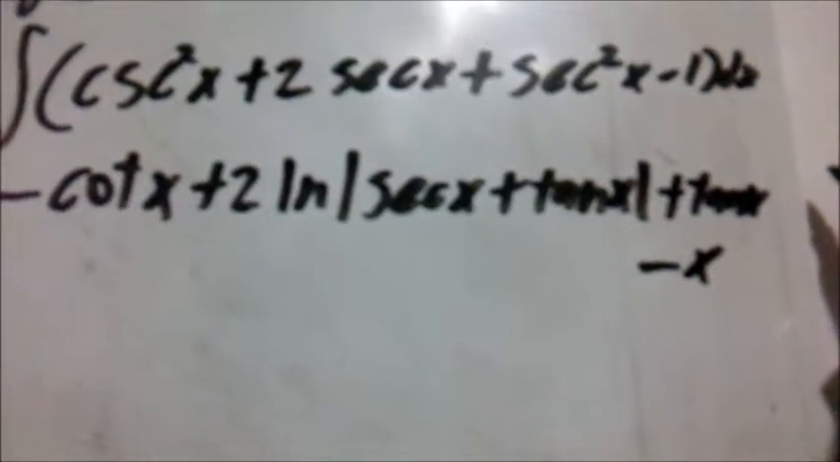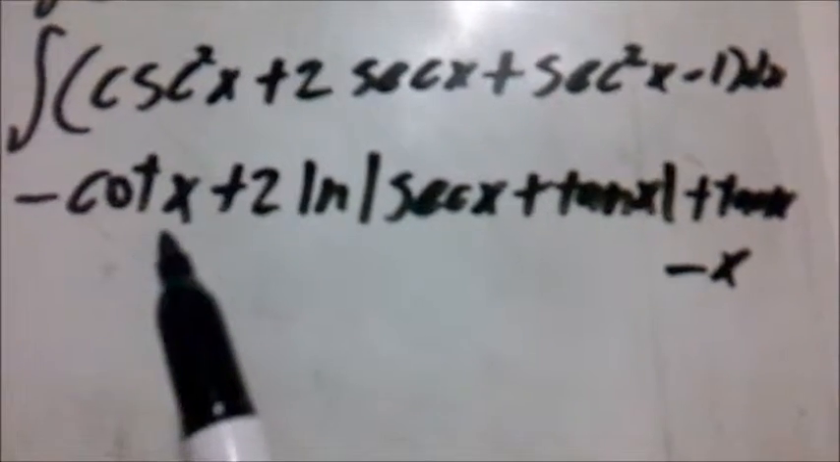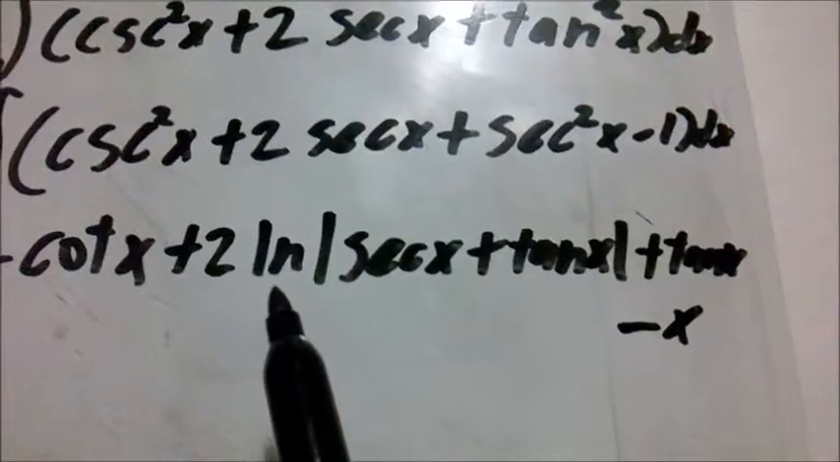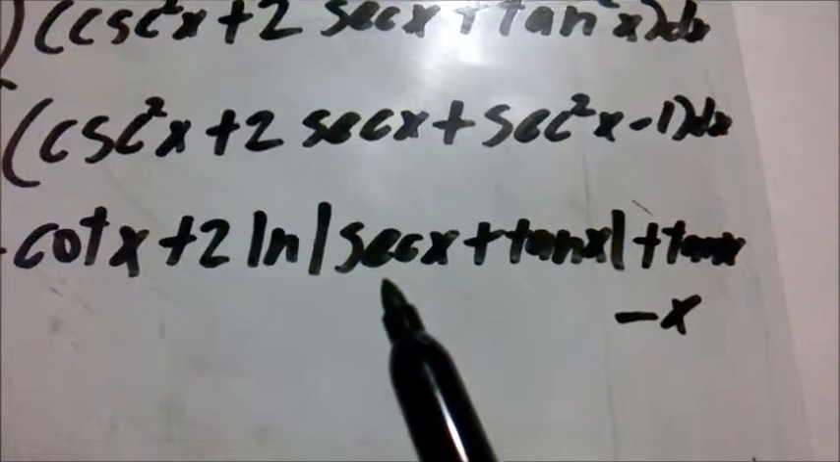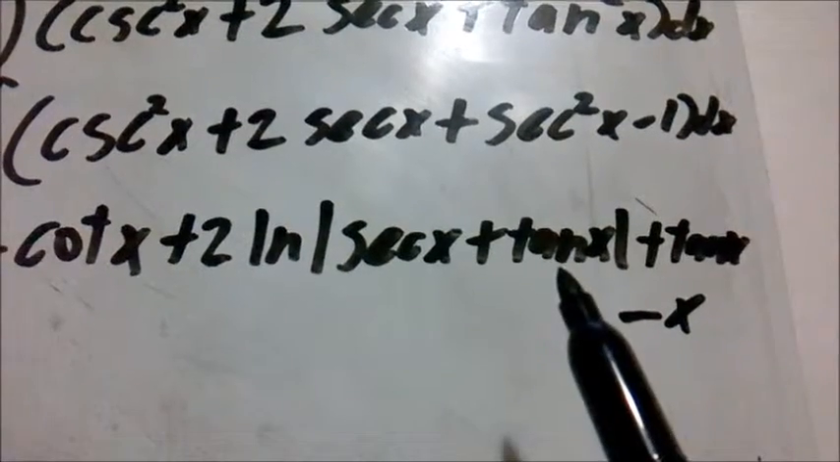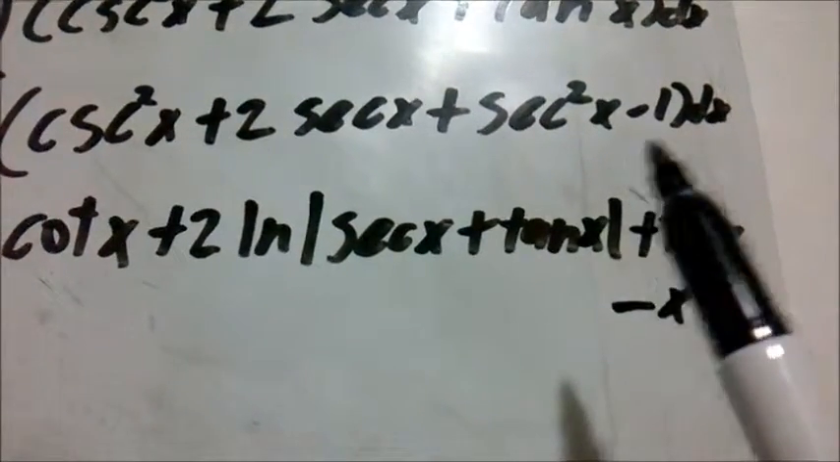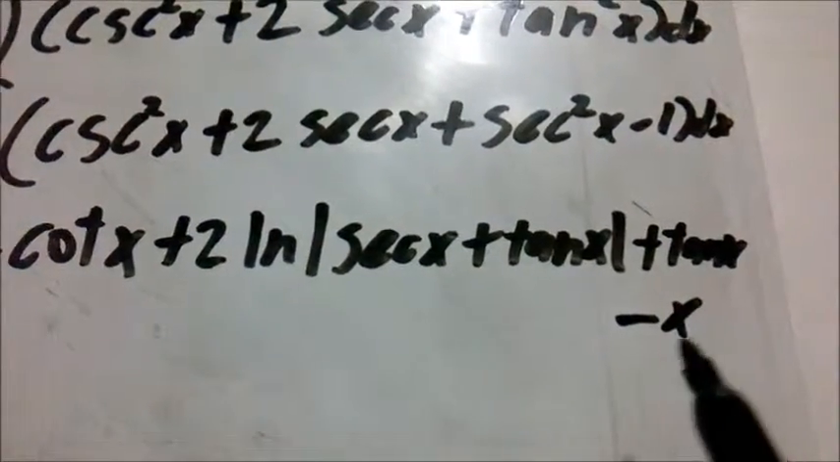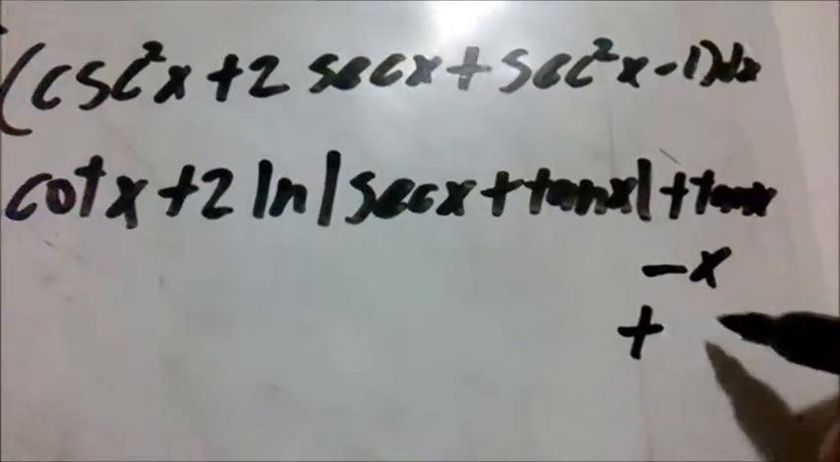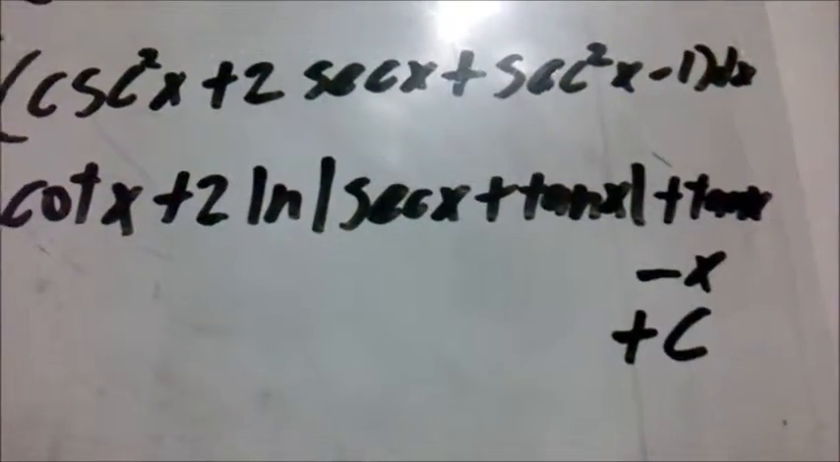Let's try to zoom in a little. I hope that's clear. We've got negative cotangent of x plus 2 times the natural log of the absolute value of secant x plus tan x, plus tan x from the secant squared of x, minus x. And of course, let's not forget the arbitrary constant c. Gosh, I hope this was clear.